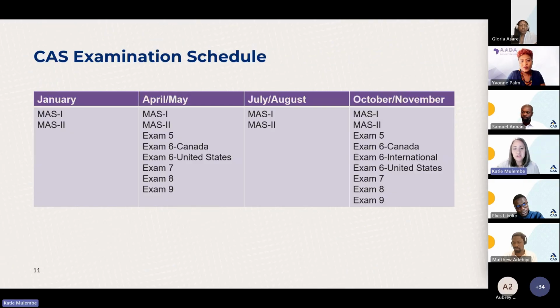The CAS partners with Pearson VUE to administer exams securely and reliably in centers all over the world. We regularly assess test site locations to ensure that they match the demand. And so if there is a demand, we want to know it. If we're not offering exams near you, please reach out and let us know, and we will see how we can make that possible for you.